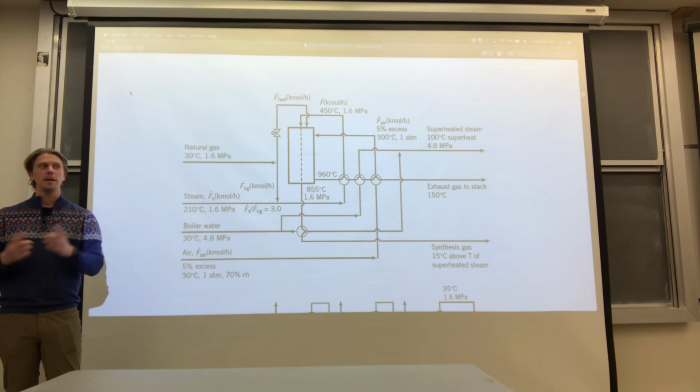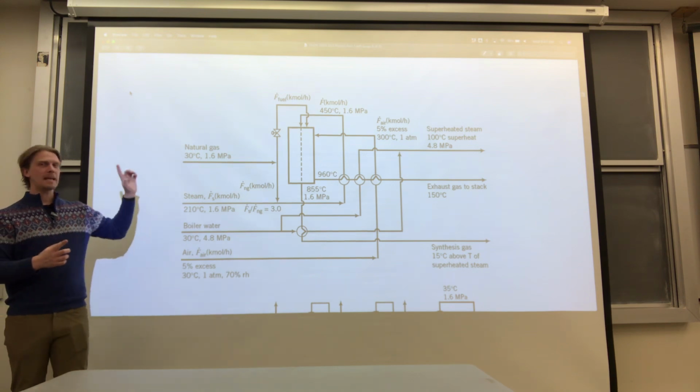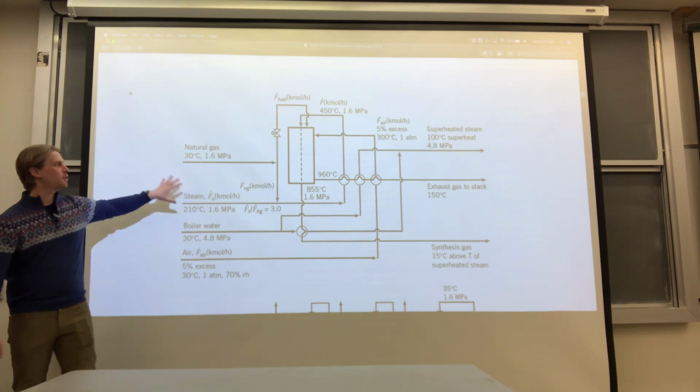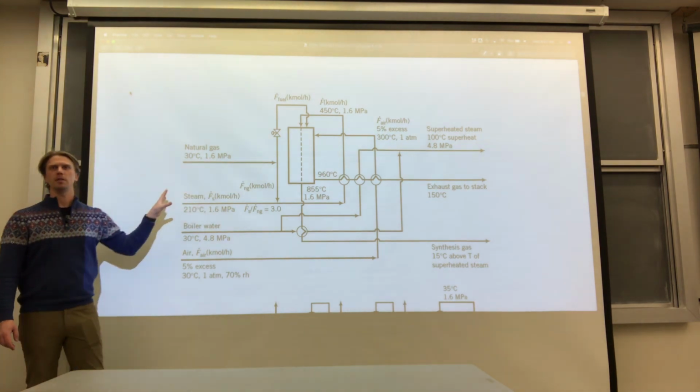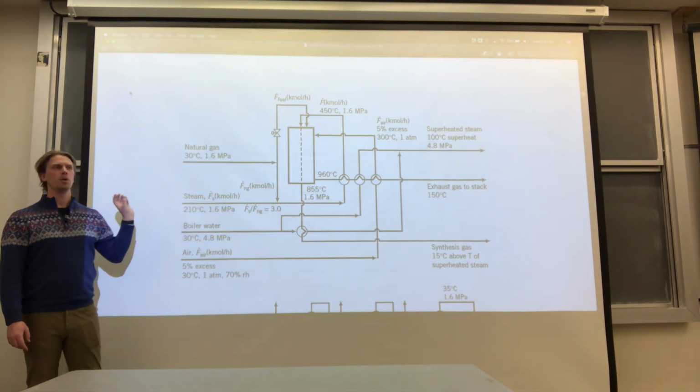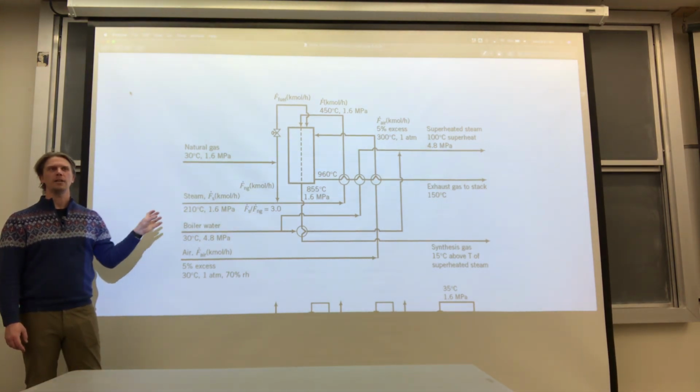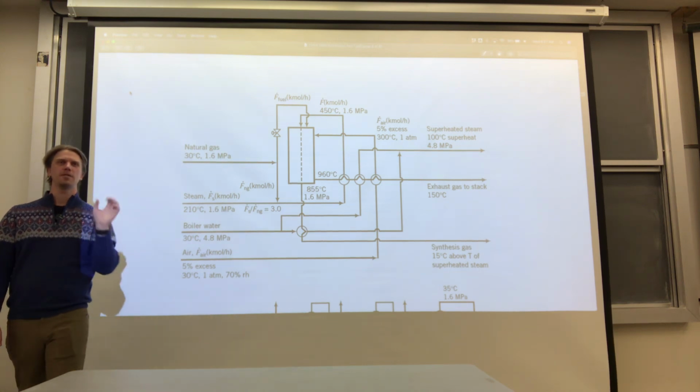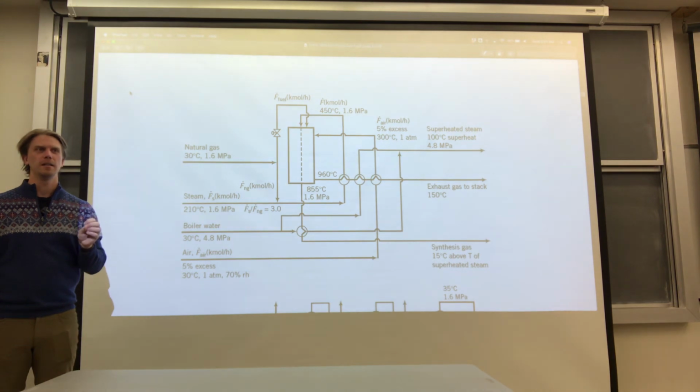But a chemical plant, because of all of this energy integration, is one of the most efficient utilizers of energy that we as a society have ever created, right?